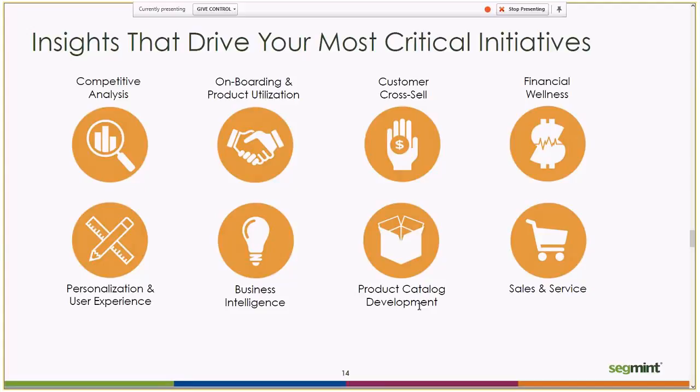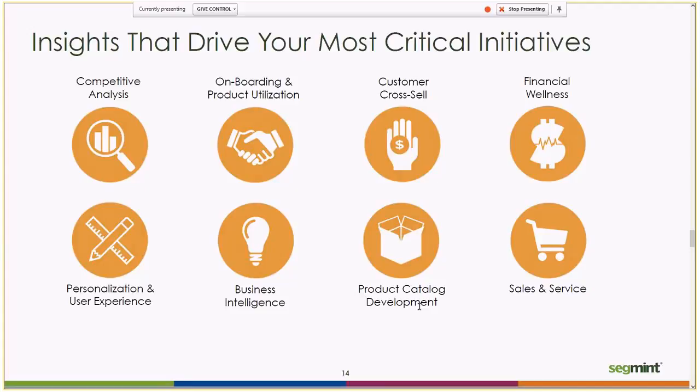And there's lots of other use cases here that we'd be happy to share with you as you see on screen, but these are all very active and popular initiatives which our customers are leveraging their data and their channels and our services to be successful with.